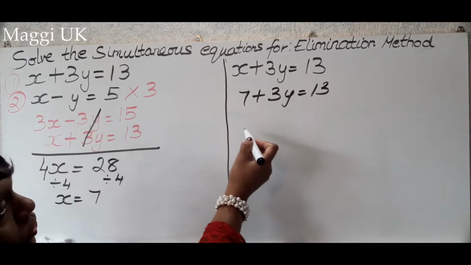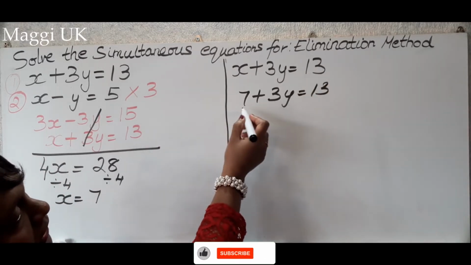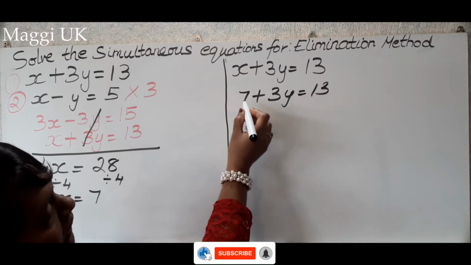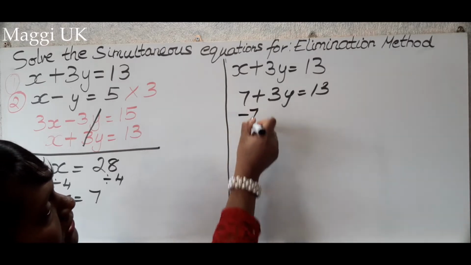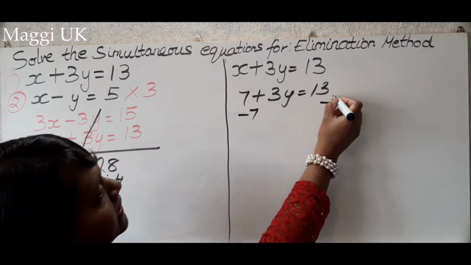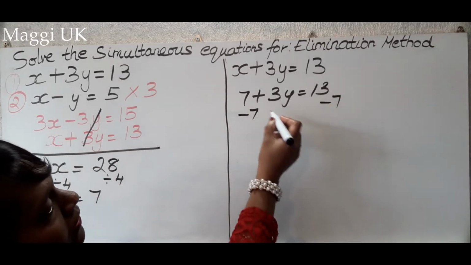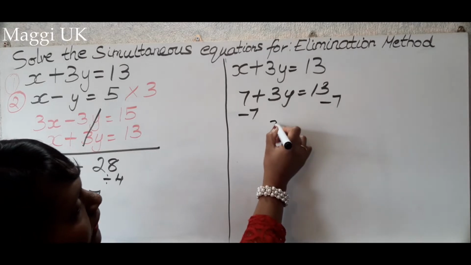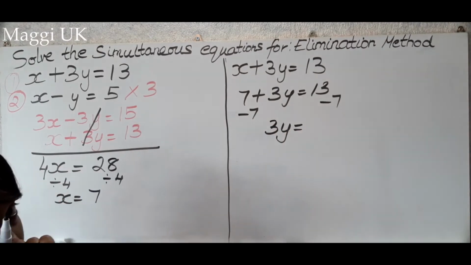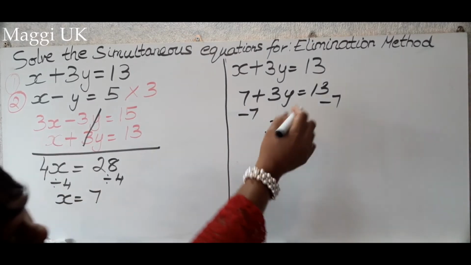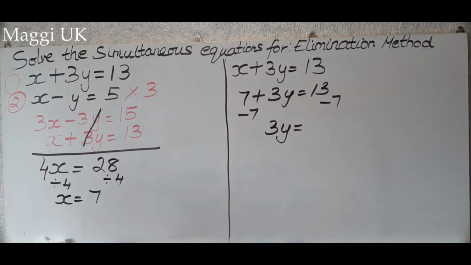So now we need to find the y value. We need to bring that 7 to the other side. You have a positive 7, so the alternate sign is minus 7. That will be cancelled off and then you will get 3y equals, you need to take away 7 from 13, which is 6.